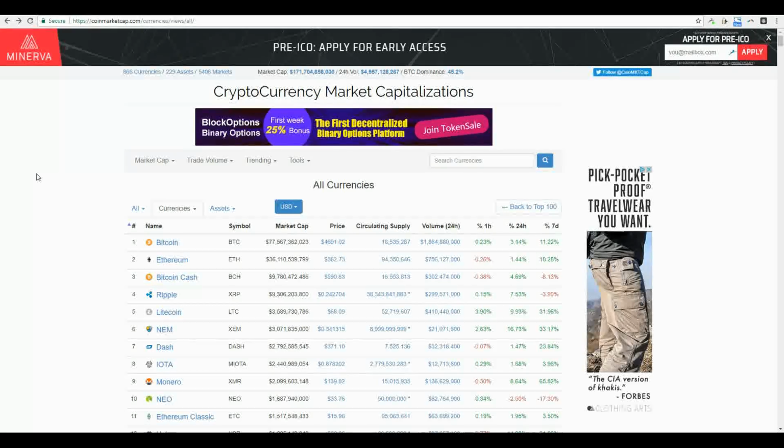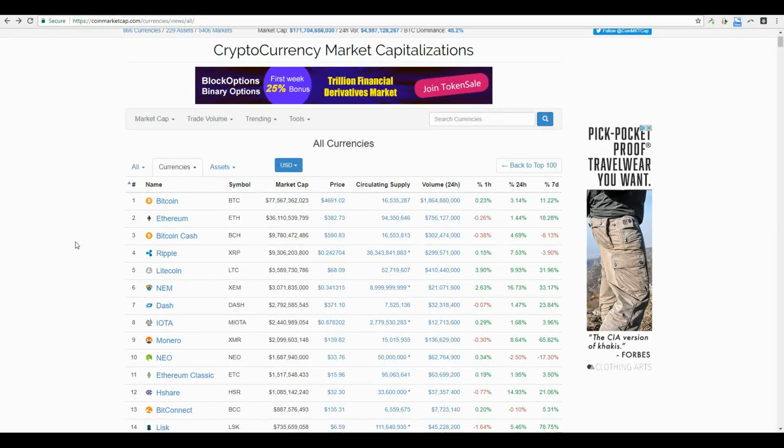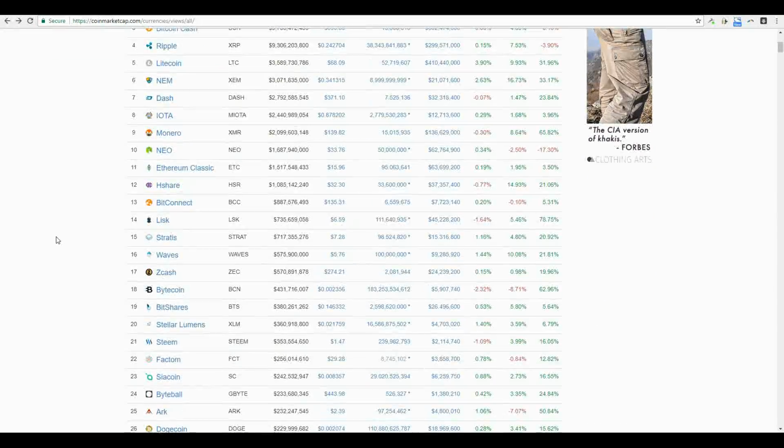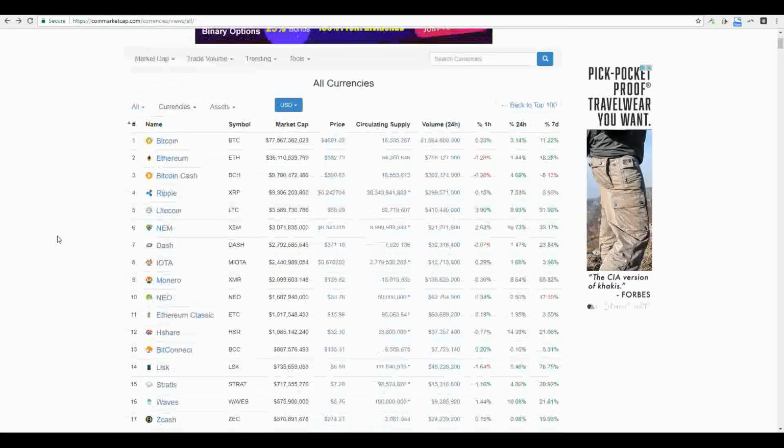What I mean by that is that you can see Bitcoin, but you can also see Ethereum, you can see all the other ones, Ripple, Litecoin, NEM, Dash, IOTA. And one of the beauties of this website is that you can actually click on any of the cryptocurrencies that are there and find out more about their vision.